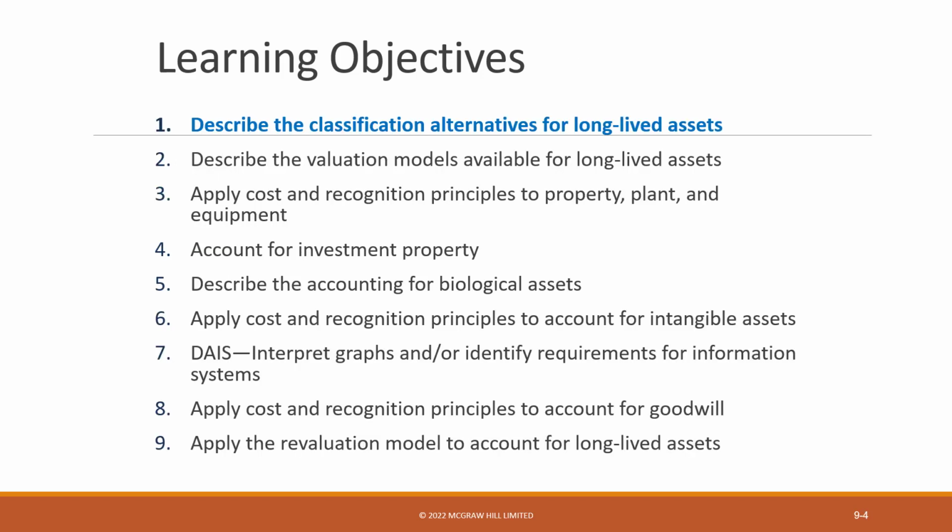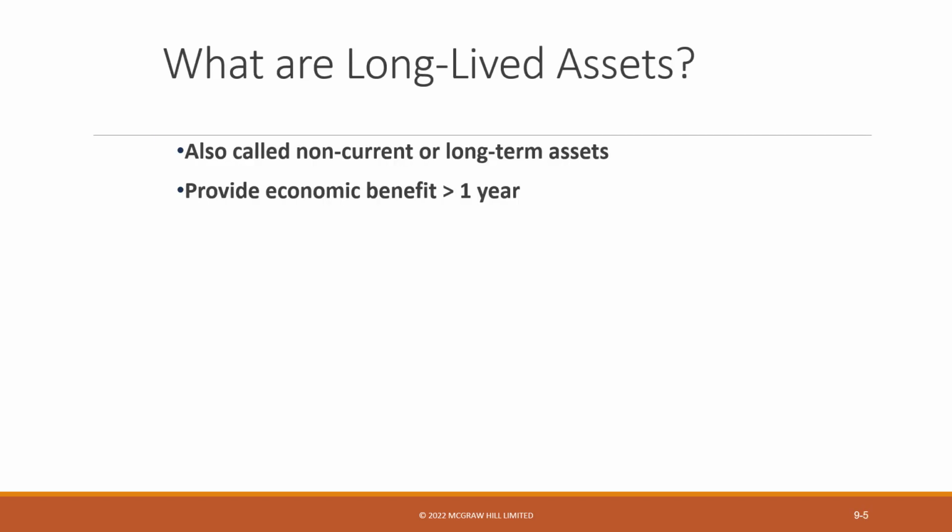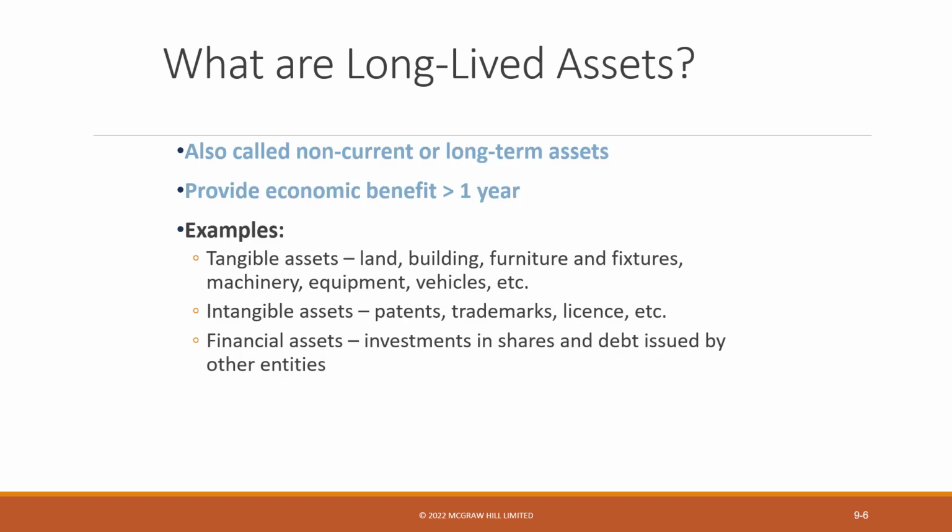But before we start with Learning Objective 1, describe the classification alternatives for long-lived assets, we need to remind ourselves of what long-lived assets are. Long-lived assets, also referred to as non-current assets or long-term assets, are assets that are expected to provide economic benefits over a future period of time, typically greater than 1 year. Long-lived assets may be tangible, intangible, or financial assets.